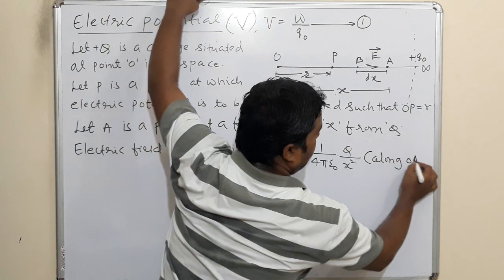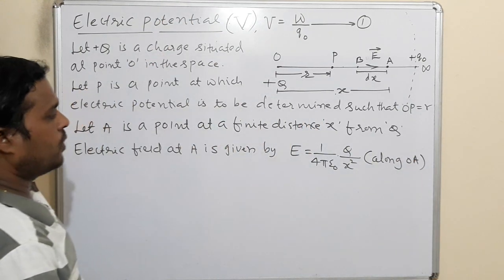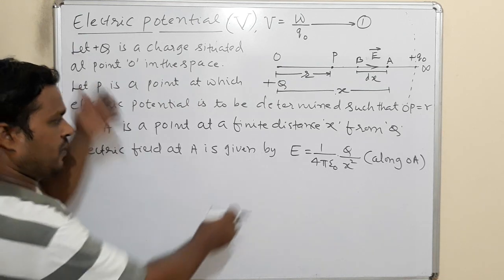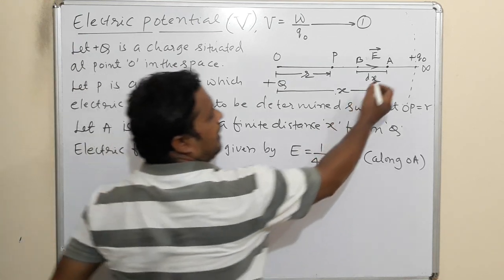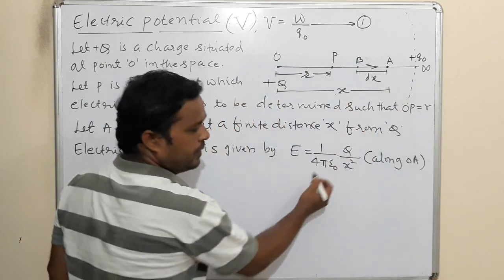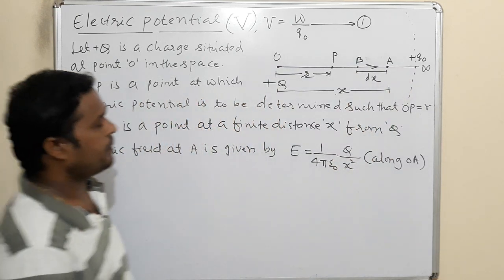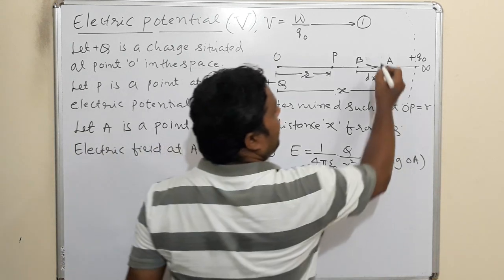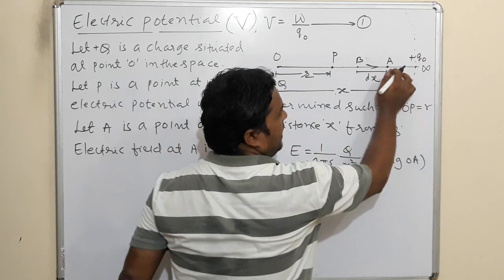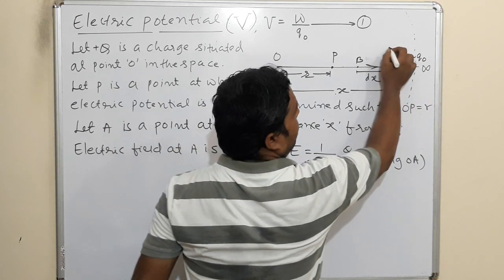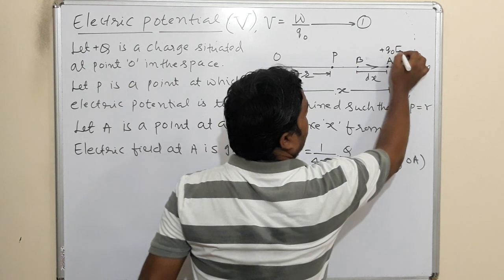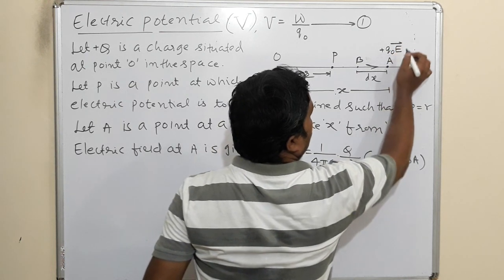Acting along OA. Then what we'll do, we'll try to find this. This is the electric field. Here an electric field exists, which is E, given by 1 by 4 pi epsilon naught Q by x square. Then if I bring this positive charge at this point, the positive charge placed at A will experience this much force.